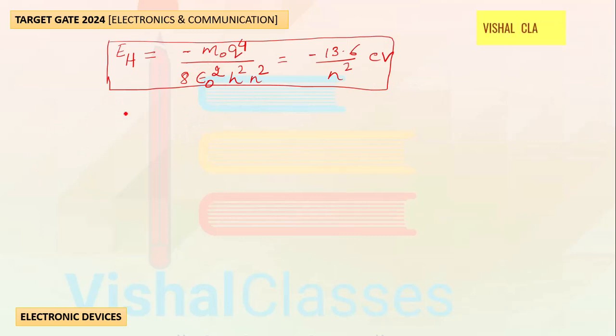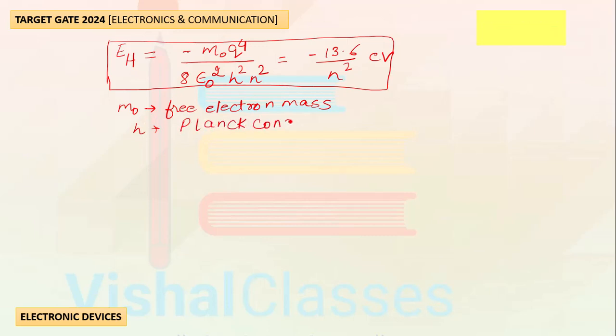Here m naught is the free electron mass, q is the charge, and epsilon naught is the free space permittivity. What is h here? h is Planck's constant. What is n here? n is the principal quantum number.